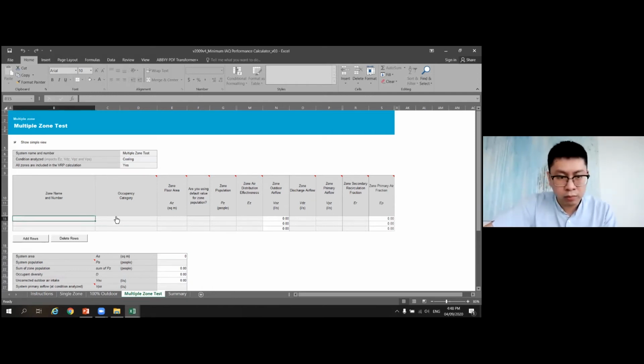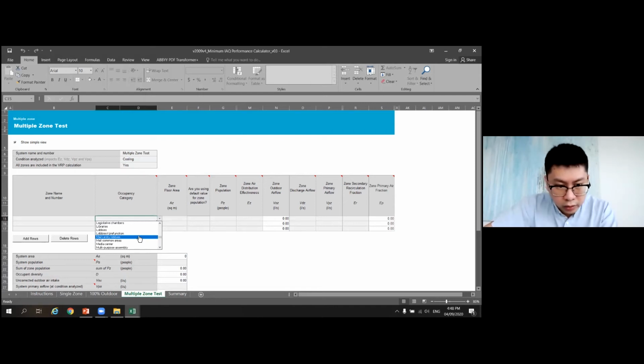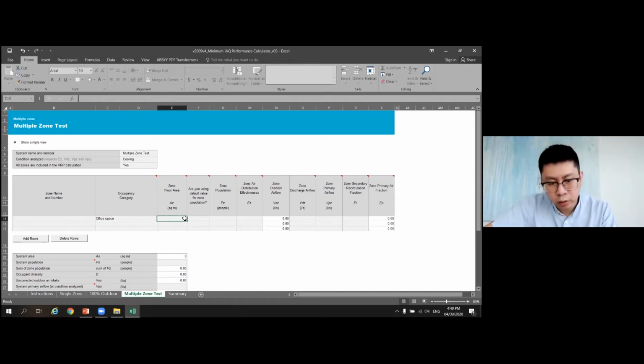Same thing, zone name. You can have occupancy category. So in this case, let's go for office as an example. Same thing again, your zone area. In this case, I just put 100 as an example. Am I using a default value for zone population? Okay, yes. So it will automatically calculate my people. And what is my Ez? In this case it is ceiling supply cool air, 1.0.